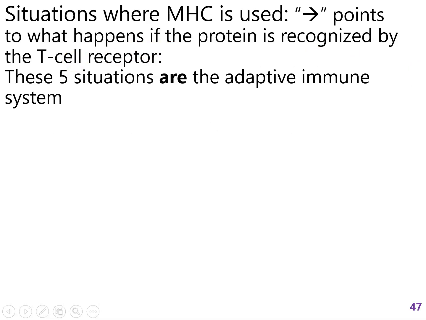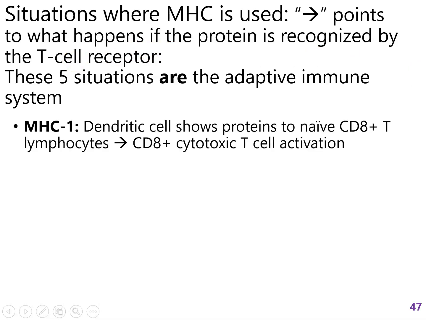Okay, so the first one is with MHC1. A dendritic cell can show a protein it found to a naive CD8 positive T lymphocyte. So this would happen in a lymph node or in the spleen or any lymphoid organ. This is possible to happen. But typically we would think of this as a lymph node.